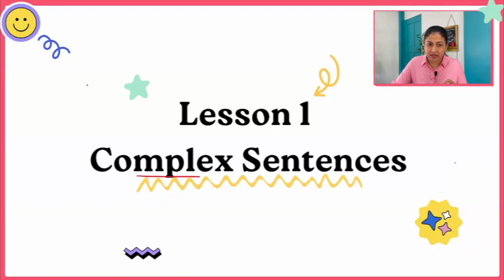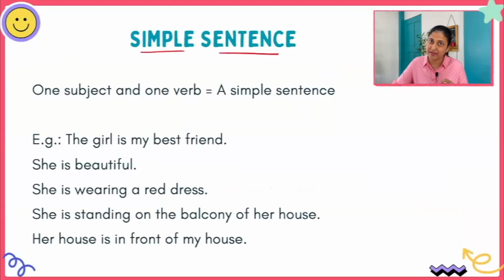Now, let's understand what a simple sentence and a compound sentence are so that we can understand what exactly a complex sentence is. Okay, so let's immediately start. In order to understand what exactly a complex sentence is, let's first go to a simple sentence. Whenever we have only and only one subject and only one verb in a given sentence, we call it a simple sentence. Simple.